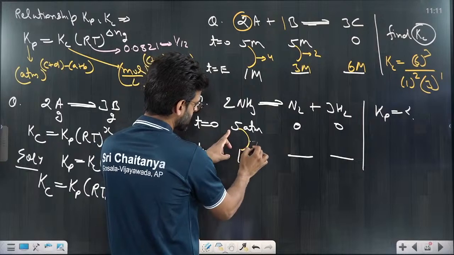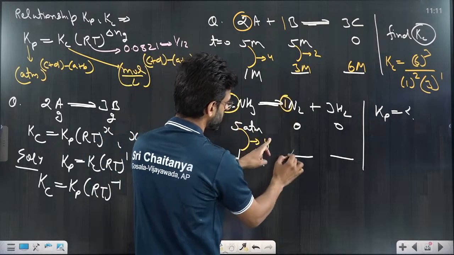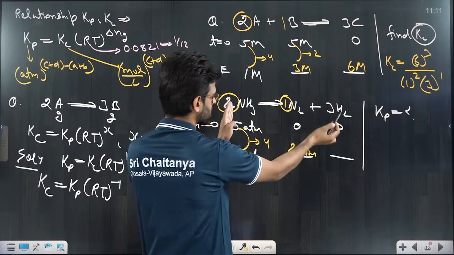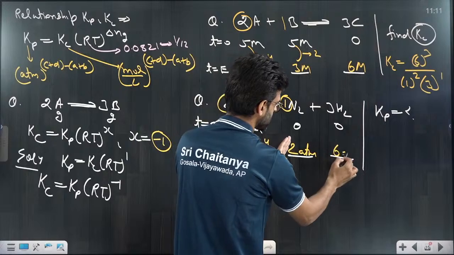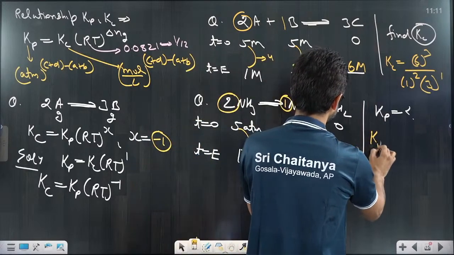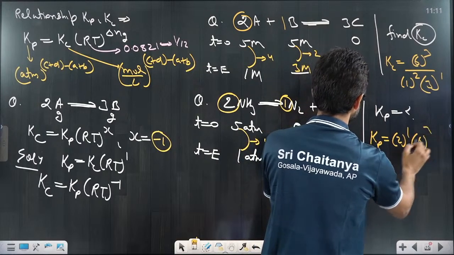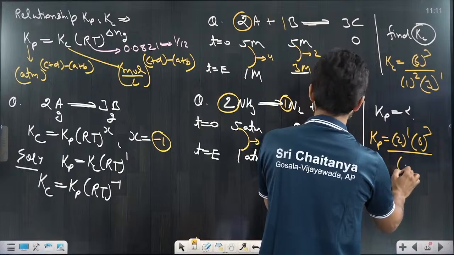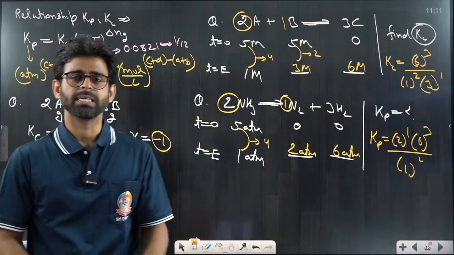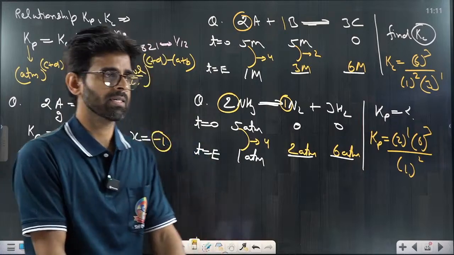How much decrease? 4 atm. 2 makes how much? 1. 4 makes how much? 2. That's it. 2 makes how much? 3. 4 makes how much? 6. Now we have pressure of everything. So Kp we can find easily. 2 power 1, 6 power 3, and 1 power how much? 2. So this way easily you can solve your question. Done.